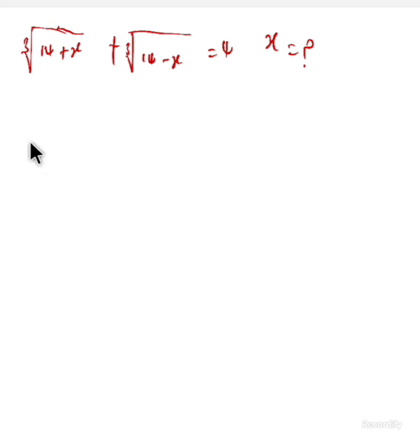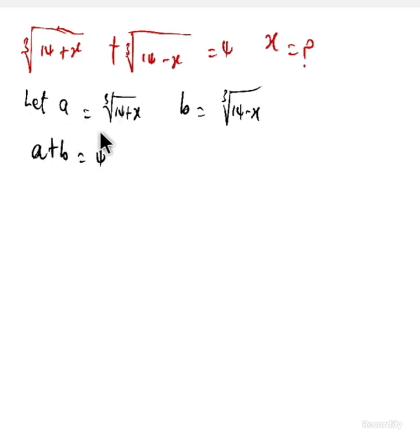So I'm going to make a substitution. Let a be equal to cube root of 14 plus x, and let b be equal to cube root of 14 minus x. So instead of writing cube root of 14 plus x and cube root of 14 minus x, we can now write a and b. So we have a plus b equals 4.